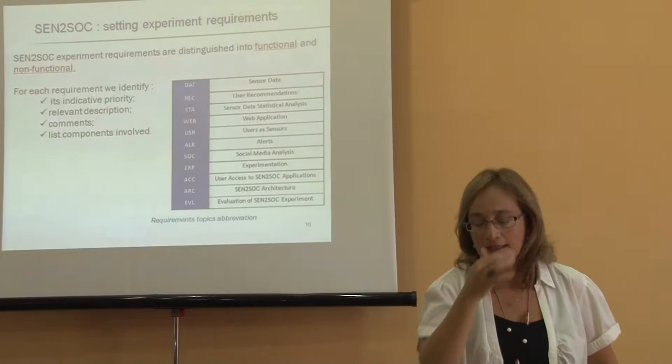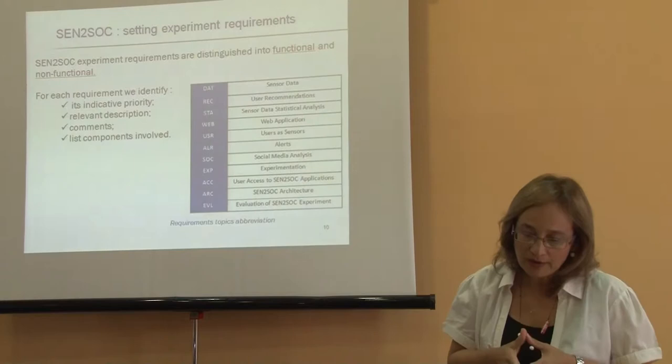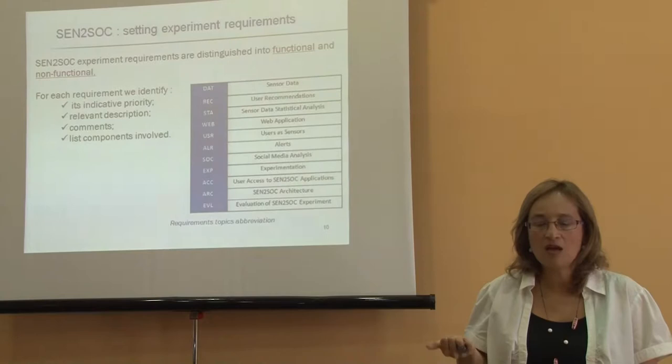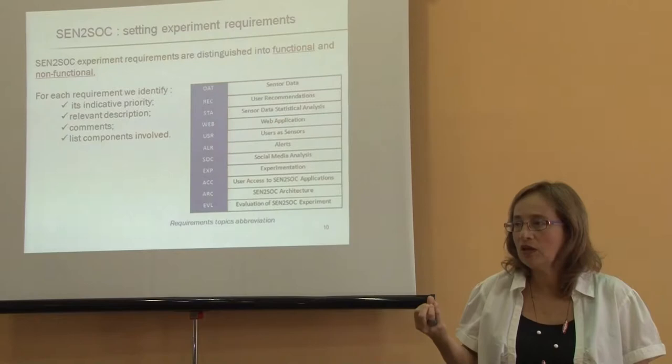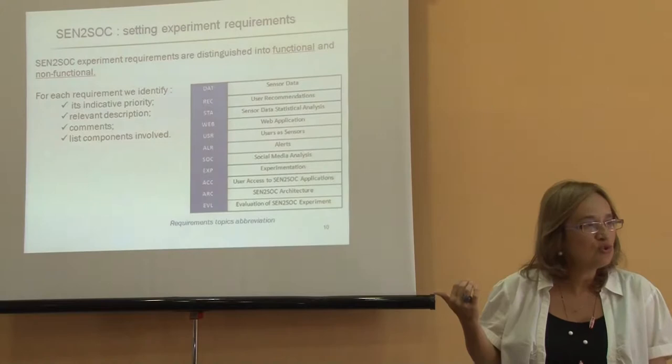Now, in setting the requirements, before proceeding to the implementation, we had to distinguish which of the requirements are functional and which are non-functional, in the sense that we wanted to identify which have priority, what is the description of each of the requirements, have comments, and so on. The idea was that we have different requirements for different topics, different issues in the experiment. And we ended up in those requirement categories that you can see here.